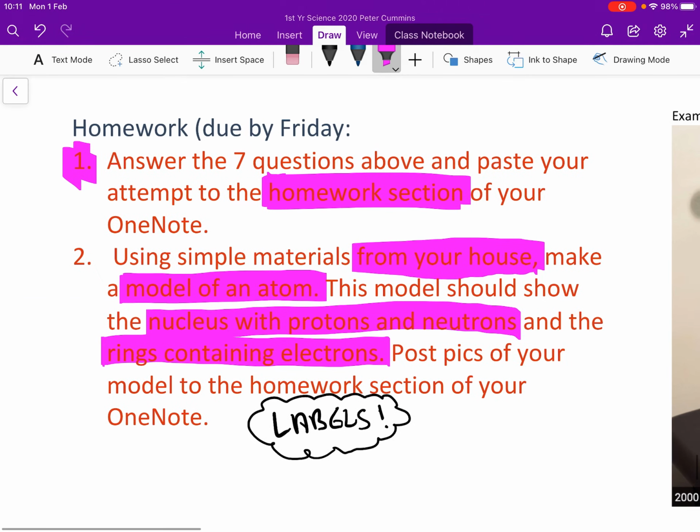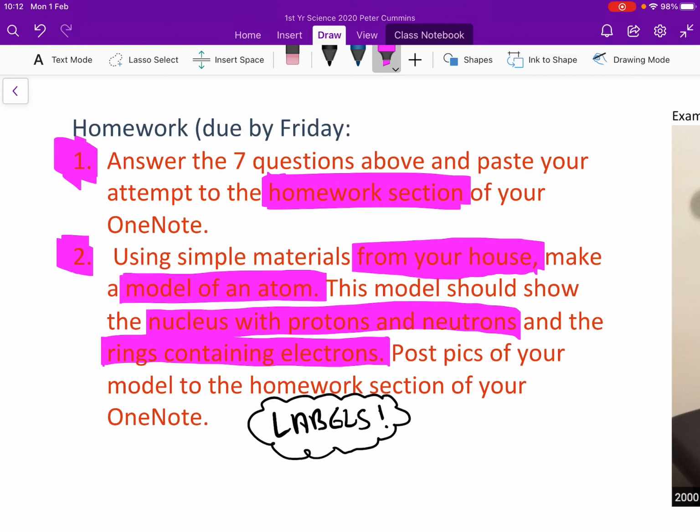All I want is a model of an atom, and if you take a picture of that and upload it. So 2 things by the end of the week: your 7 questions and pictures of your model that you've made. It can be done quite quickly, or it can be quite elaborate drawings.